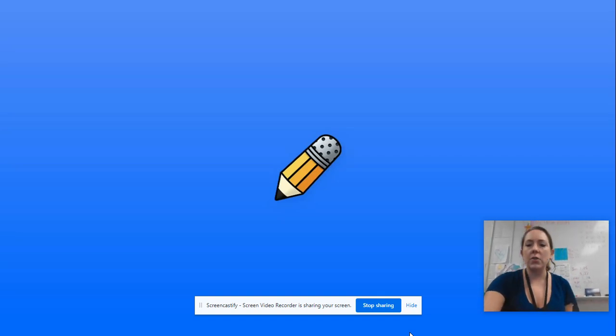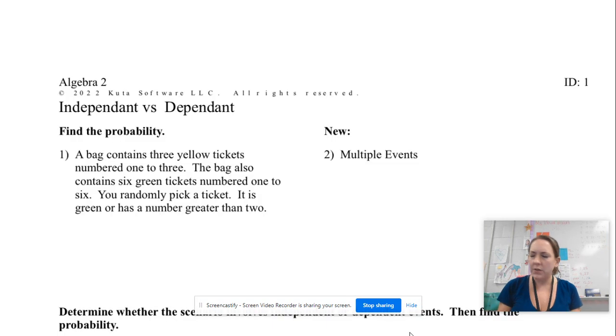Hello again. So today we are going to be looking at probabilities of two things happening, and we need to be able to tell if they're independent or dependent events.